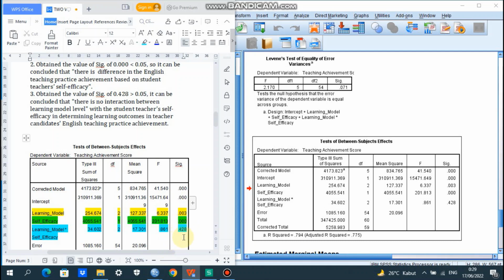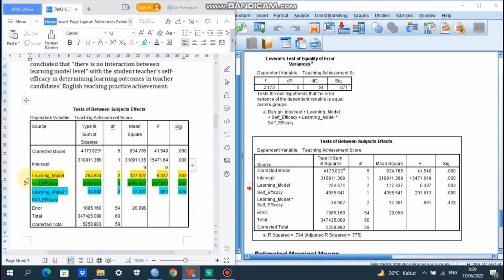So we can have a look at this one. The significance is 0.428. What does it mean? Yeah, the obtained value of significance 0.428 is more than 0.05. So it can be concluded that there is no interaction between learning model with student-teacher self-efficacy in determining learning outcomes in teacher candidates English teaching practice achievement, ya. No interaction, ya, between learning model and self-efficacy.